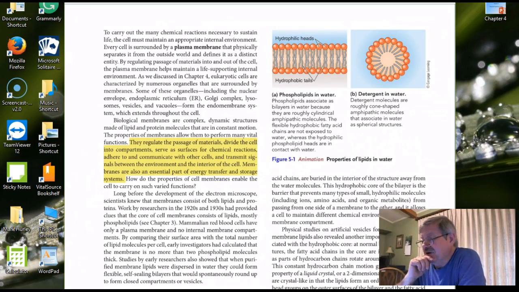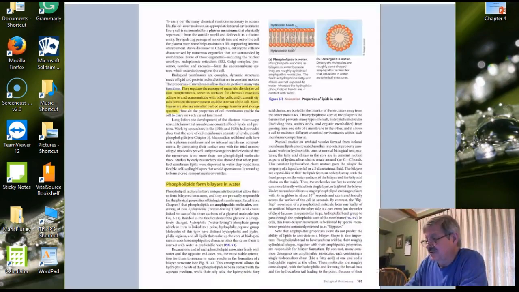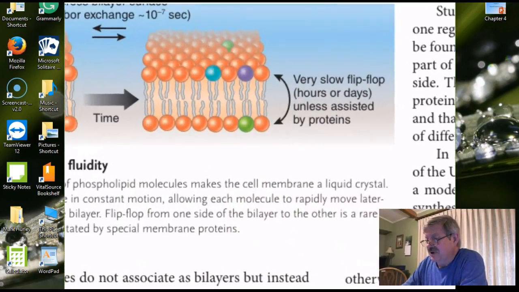And so right here in this diagram, what it's showing is this material, the phospholipids, naturally forms a continuous flat layer because of both the amphipathic nature of the molecules and their cylindrical shape. And this is in contrast to what you see over there where it says detergent in water, because there you have just one fatty acid chain, which gives that molecule a cone shape.